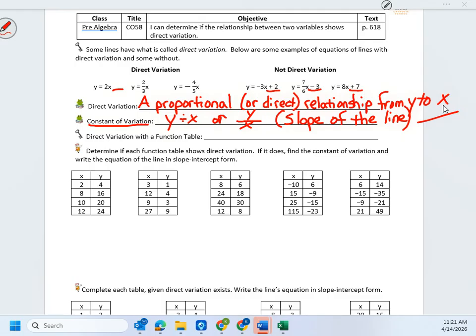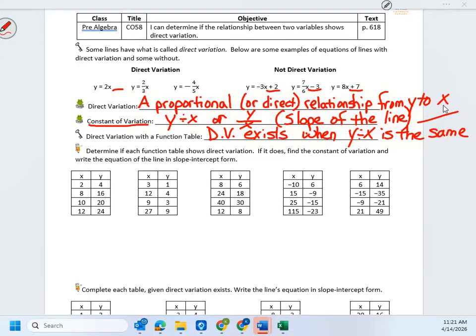So the direct variation with a function table, direct variation exists when y divided by x is the same. We know there is a direct variation when it is all the same.